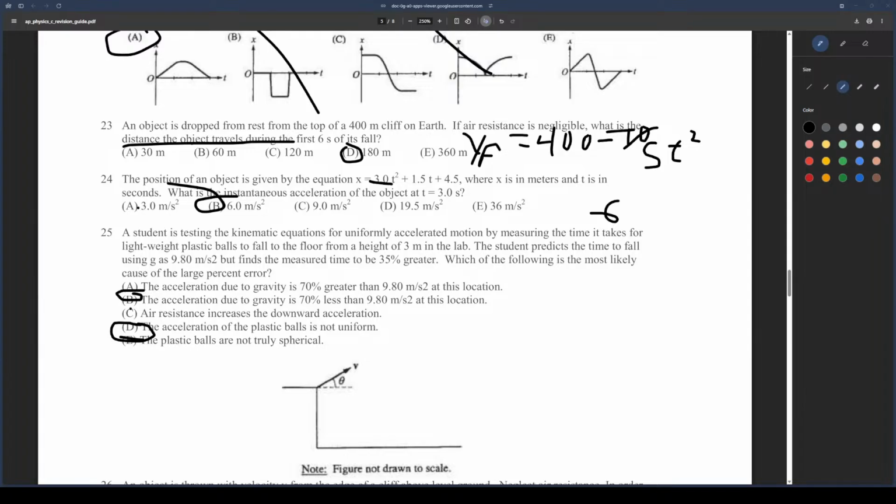Okay, anyways. Wait, but how does that even make sense? The acceleration.